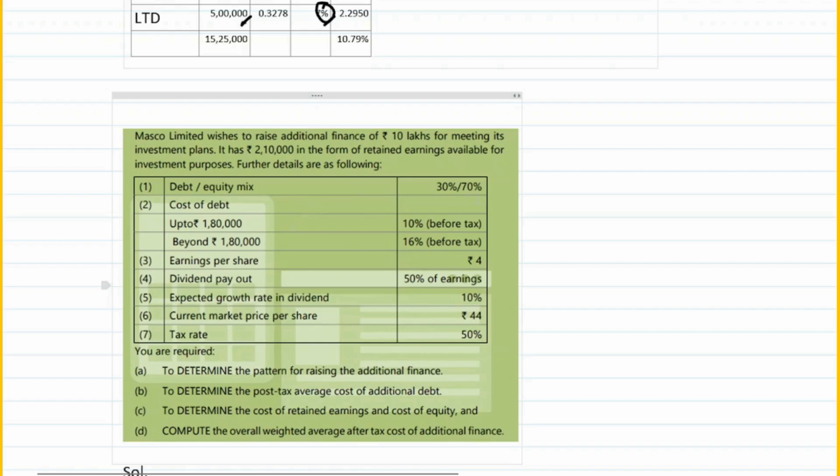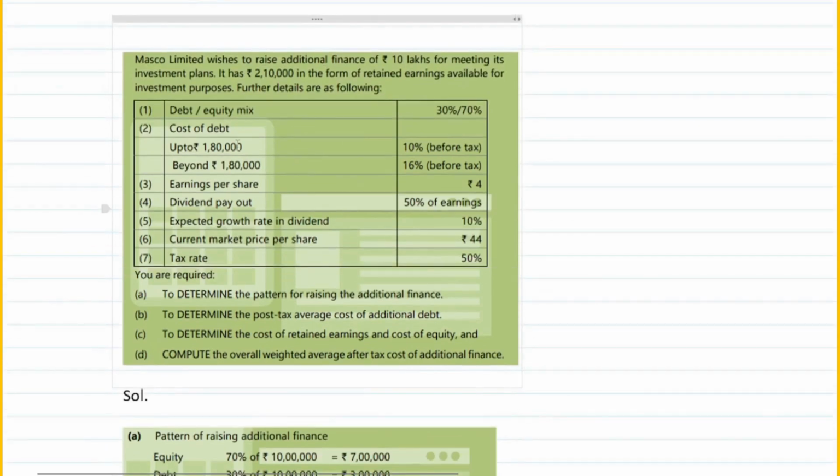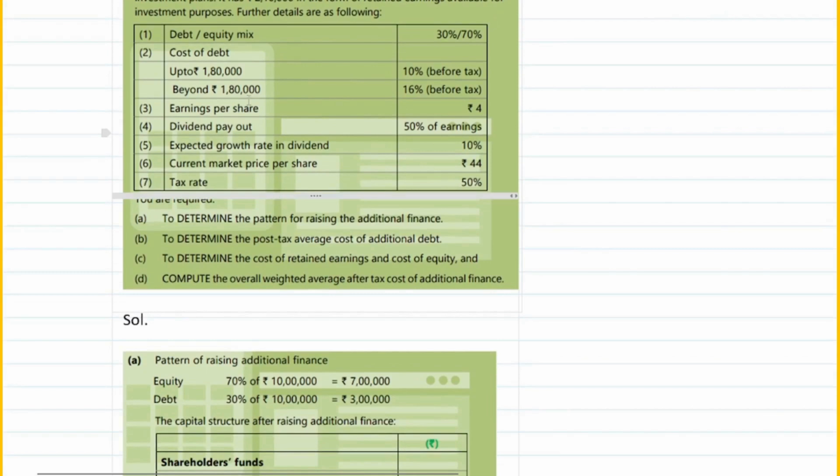Debt equity mix is 30-70 respectively. So out of 10 lakhs, 30% is debt and 70% is my equity. And for debt also they have given a slab. So 3 lakhs is my debt, out of which 1,80,000, the KD is 10%, and beyond 1,80,000, it is 16%. So we'll factor it in the question. EPS is given. Dividend payout is 50% of earnings. So 50% of earnings would be 2 rupees. Expected dividend growth they have given. Current market price they have given, and the tax rate they have given.